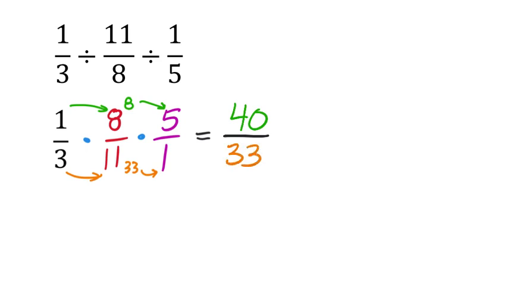And now we have, again, this is simplified. We knew it couldn't be simplified because of back here, but I would still check. 33 is divisible by 3 and 11. 40 is divisible by none of those, so it is just complete.